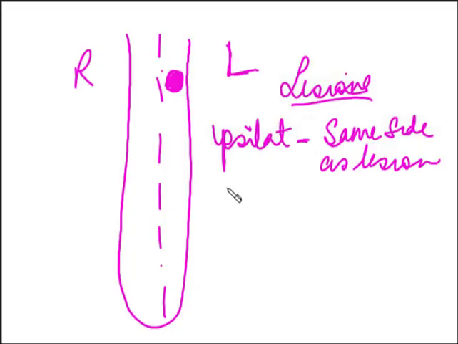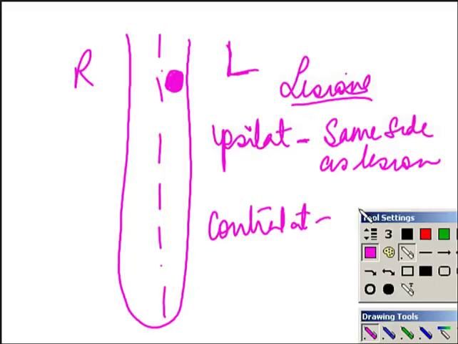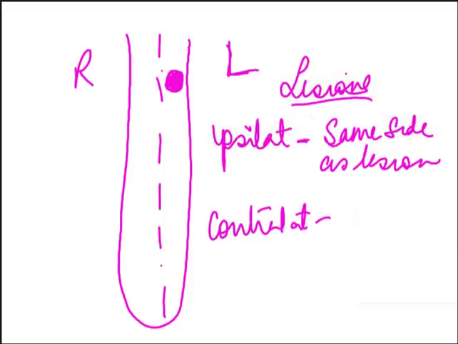Then when we say there is contralateral deficit, it means it is on the side opposite to the side of the lesion. So suppose I told you there was contralateral loss of pain and temperature, that means the loss would be on the right side. When we talk about lesions and we say there is ipsilateral loss, it means it's on the same side as where the lesion occurs. If the lesion is on the left side, then the loss is on the left side. If it is a contralateral deficit or contralateral loss of any sensation or motor activity, then the loss is felt on the side opposite to that of the lesion. This is very important for you to understand when you're doing lesions.